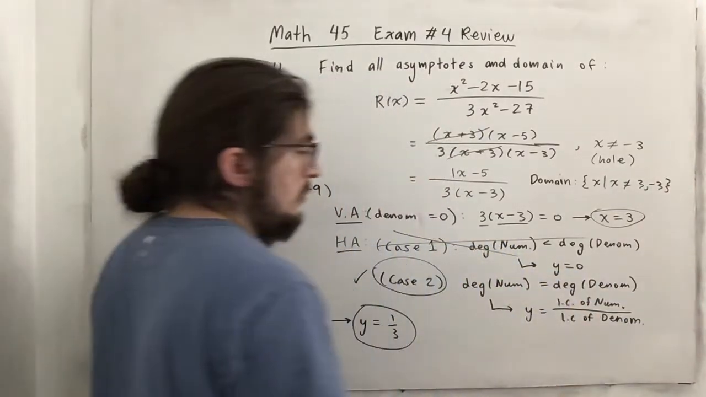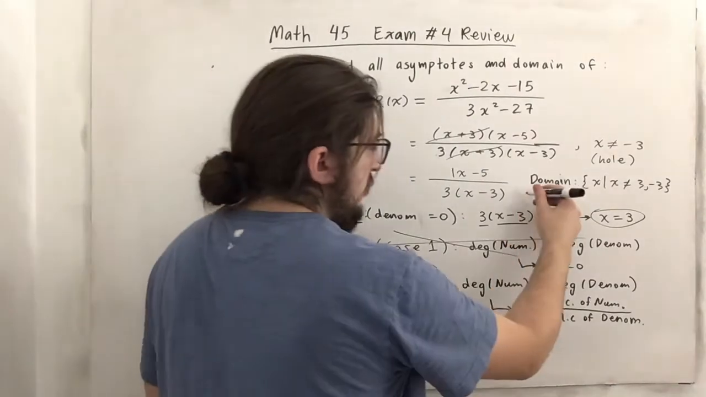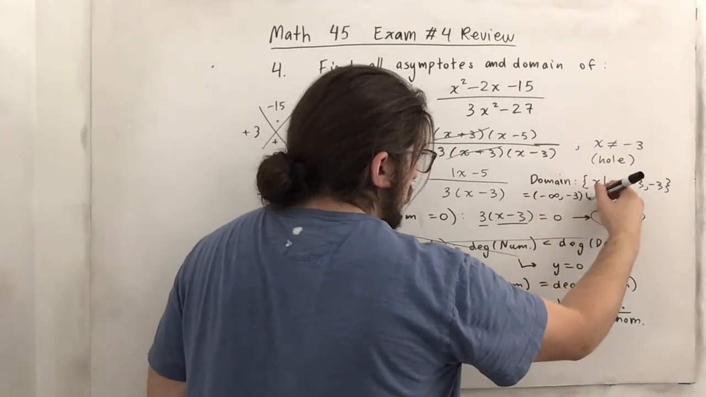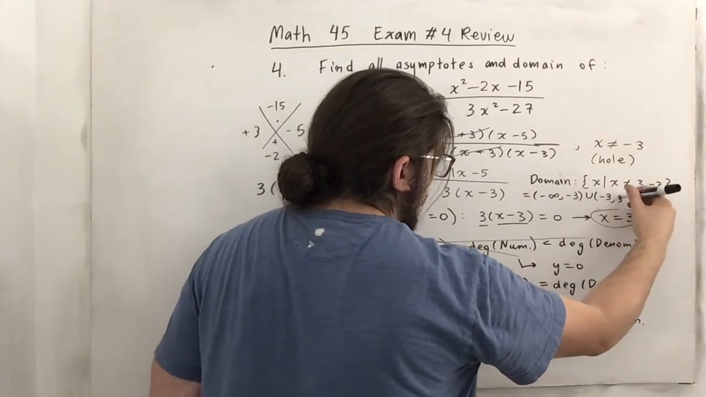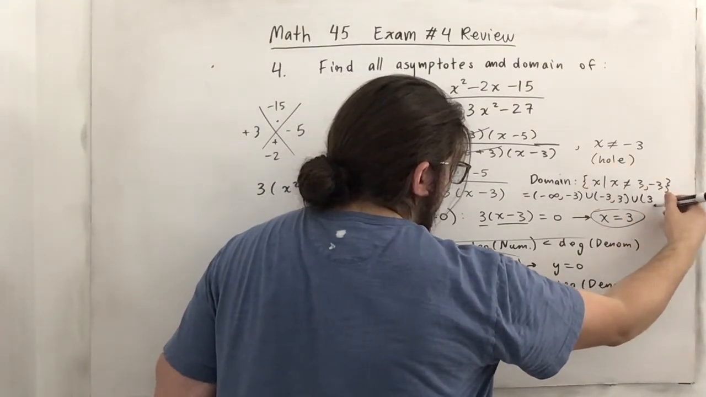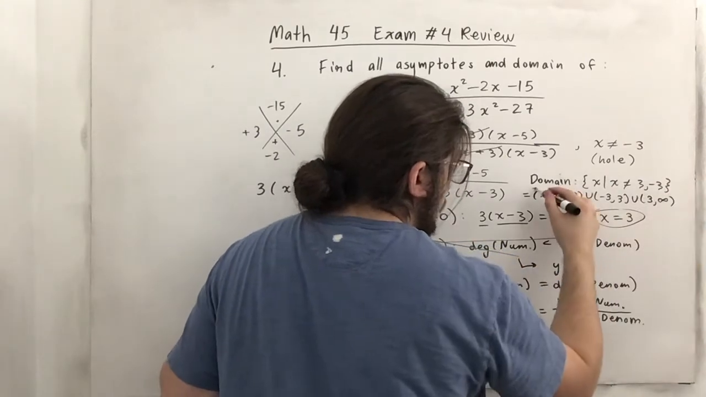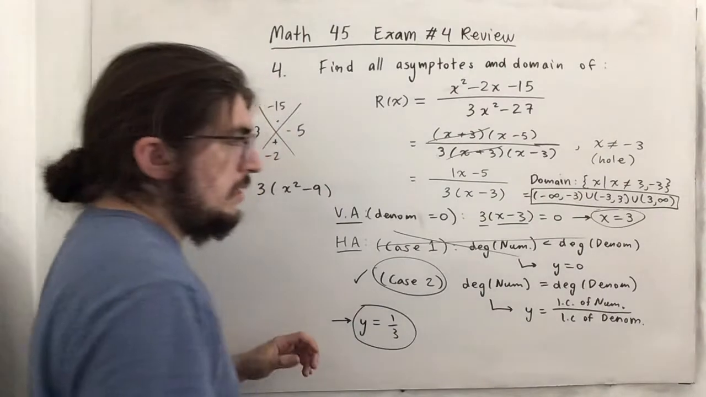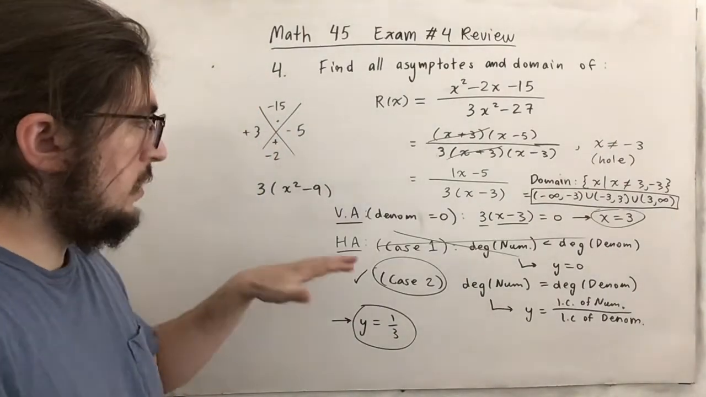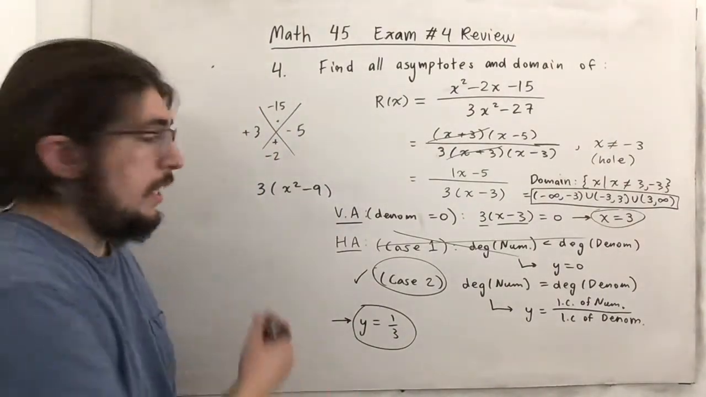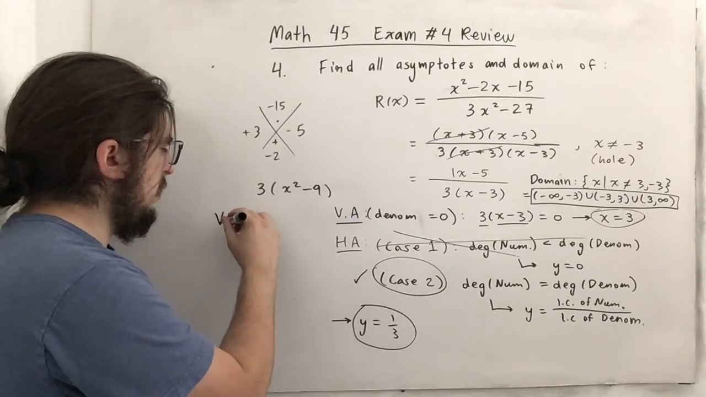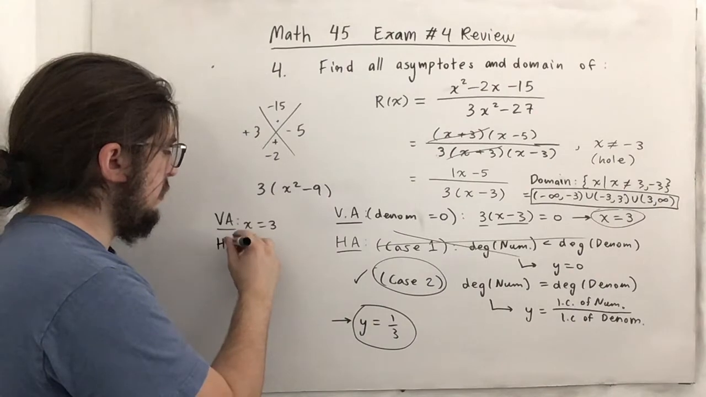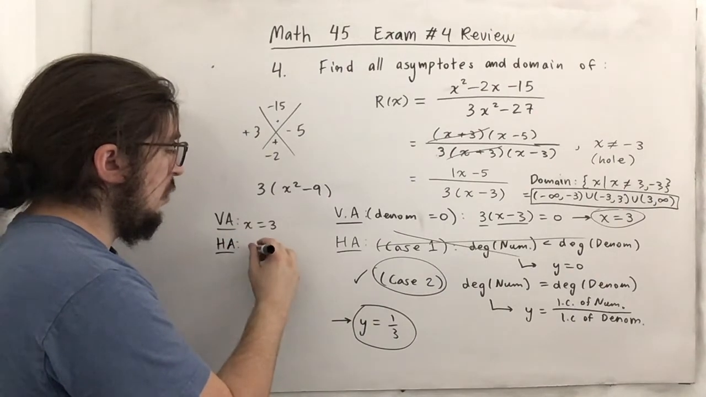This is in set builder notation. If we like interval notation, then this is negative infinity to negative 3, union negative 3 to 3, union 3 to infinity. But I didn't specify which notation to use. I'll box this one. And I should also box our answers here for vertical and horizontal asymptotes. So let me say our vertical asymptote is x equals 3, and our horizontal asymptote is y equals 1/3.